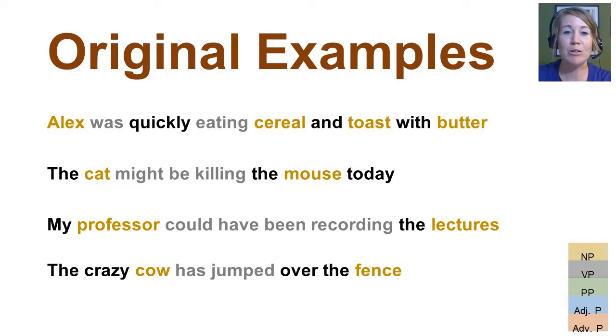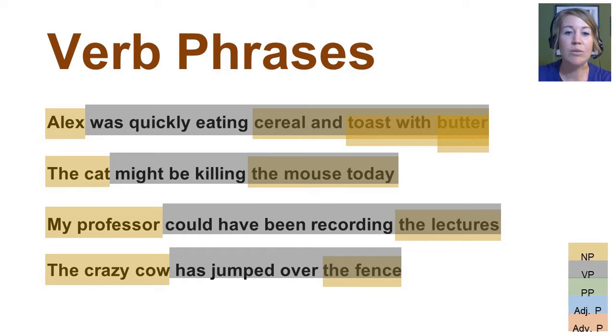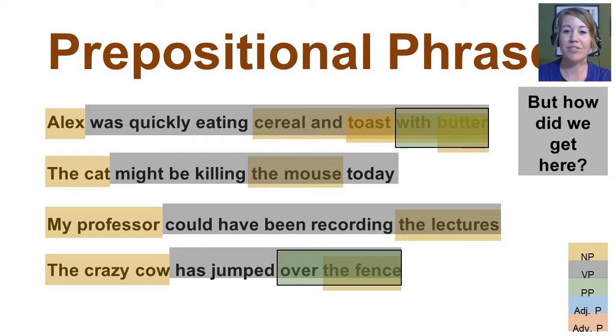So again, coming back to our original examples, I've turned gray everything that was a verb. I've already pre-identified that for you. And based on that information, we can identify our verb phrases. We're going to move on to prepositional phrases. I'm using green to identify those.